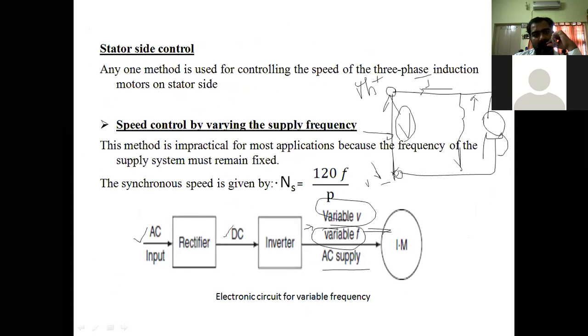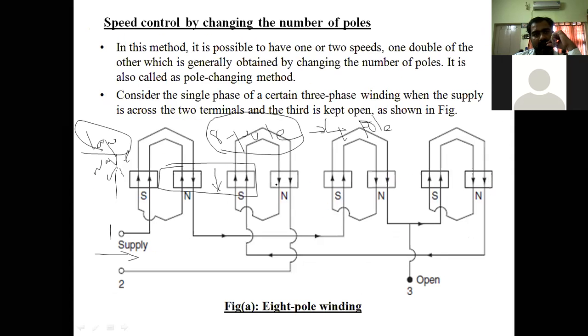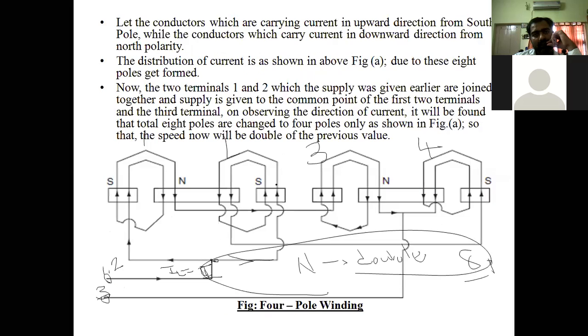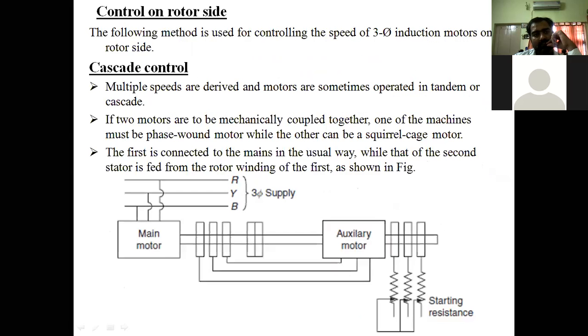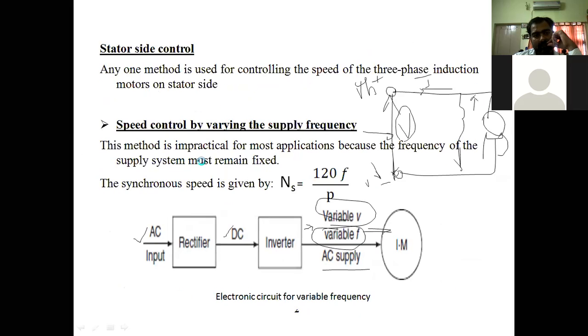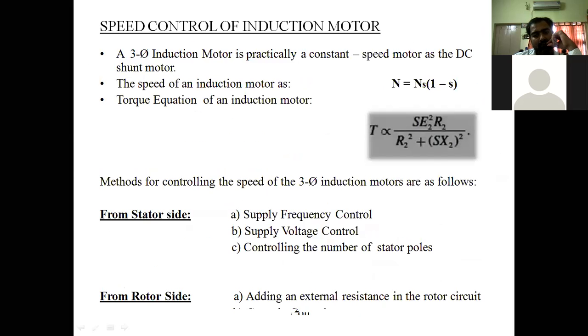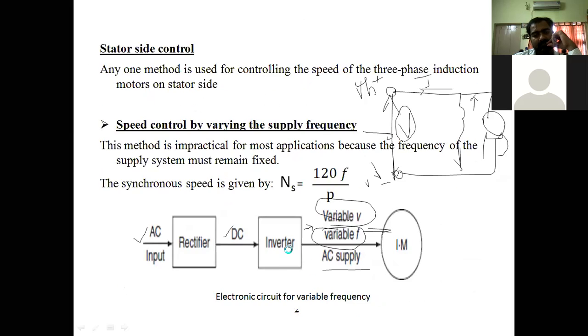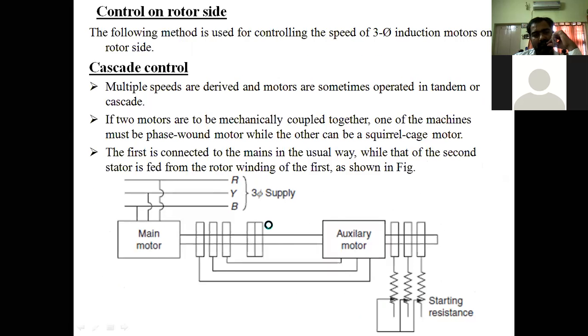That is supply frequency variation, variation of voltage, and varying the number of poles. All these three methods come under your stator side. Coming to the rotor side, there are two methods: adding an external resistance to the rotor circuit, and a cascaded system. Here I have not shown the first method. This is a very important method, the cascaded control system.